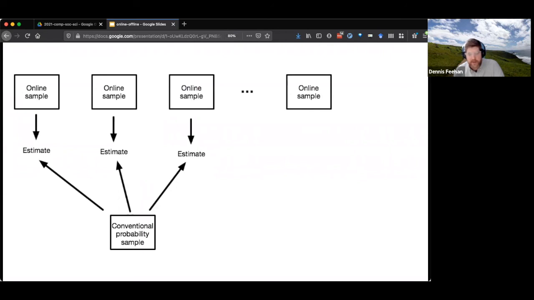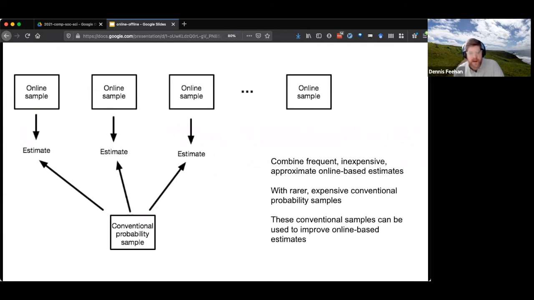rarely conducting a conventional probability sample, which would be expensive and time-consuming to conduct. But that probability sample could collect information that would allow us to tune estimates from these online samples over time. And the hope would be that combining these two different types of surveys would produce more accurate estimates, with the advantages of the online sample, like the timeliness and the ability to experiment, et cetera.